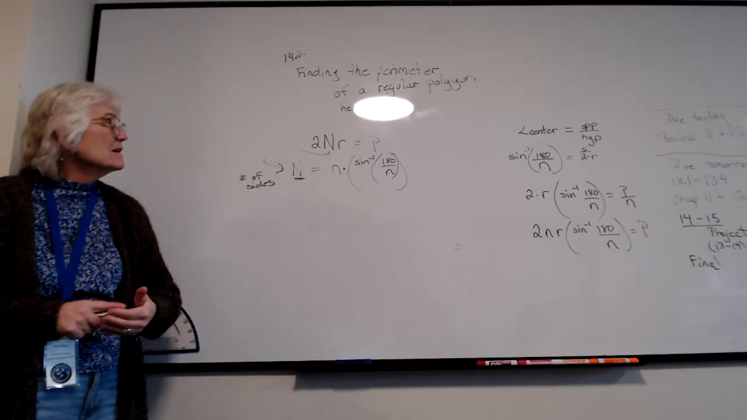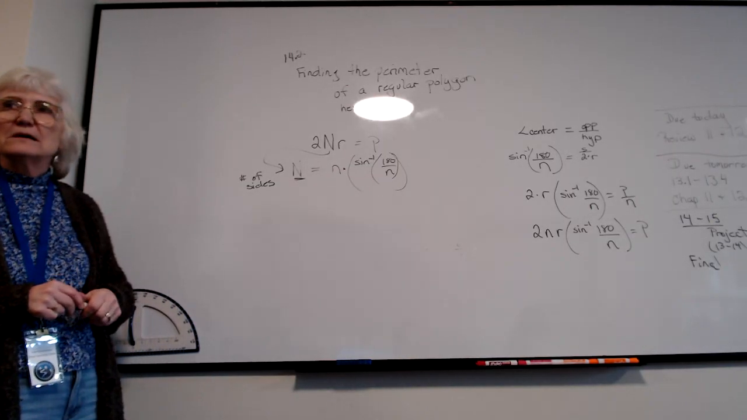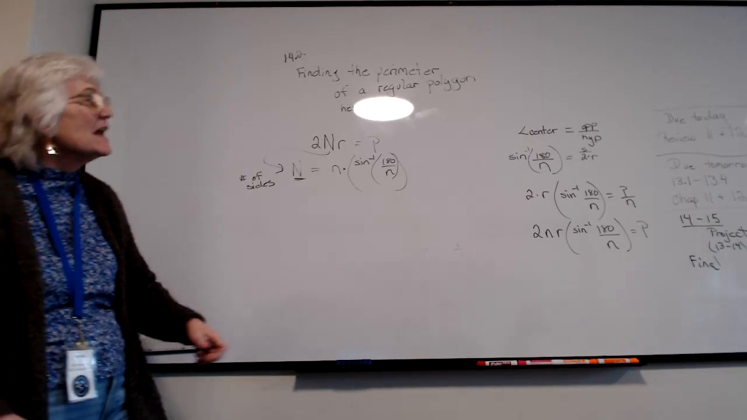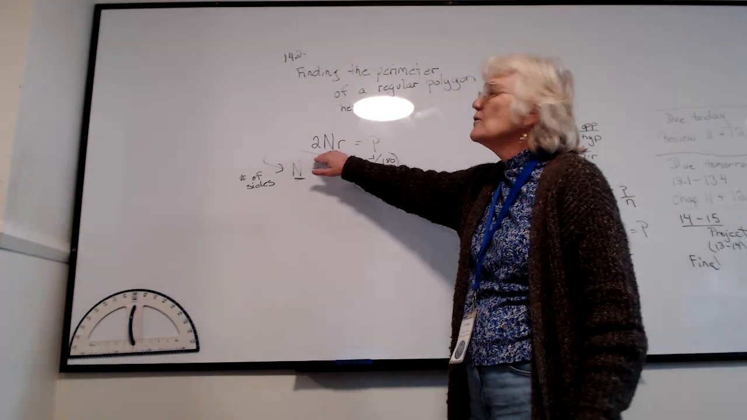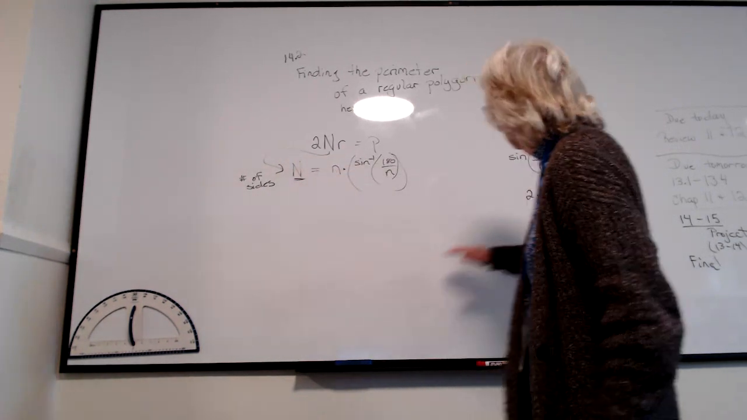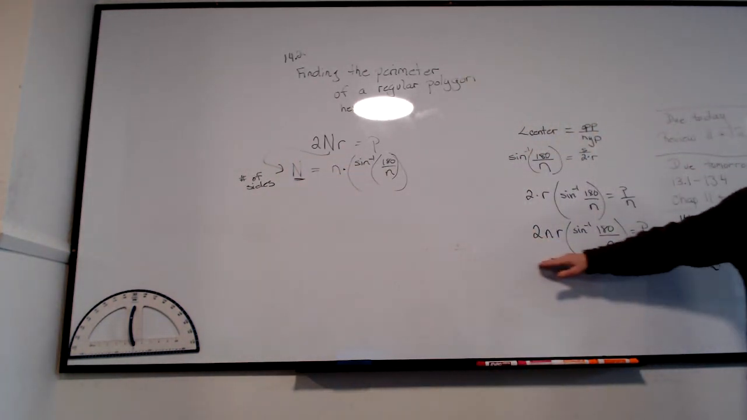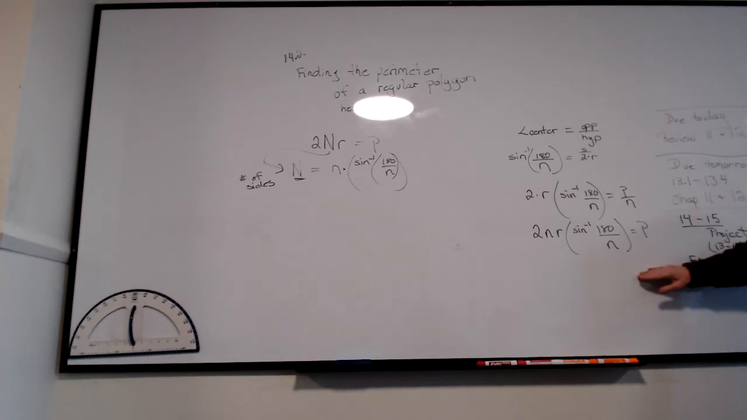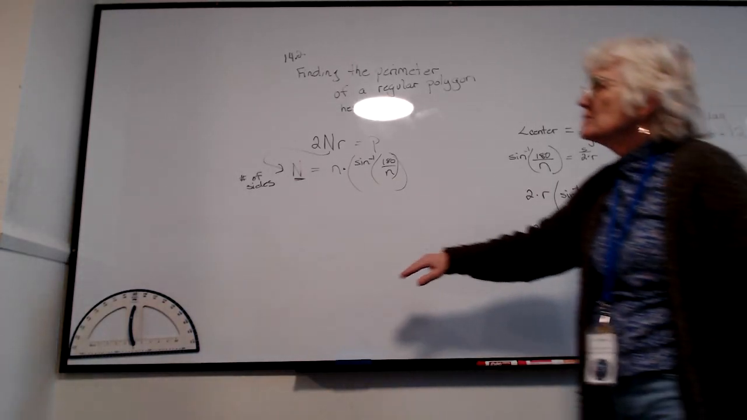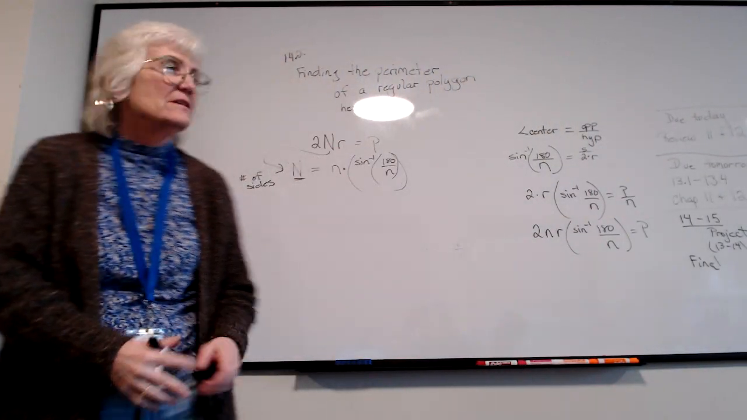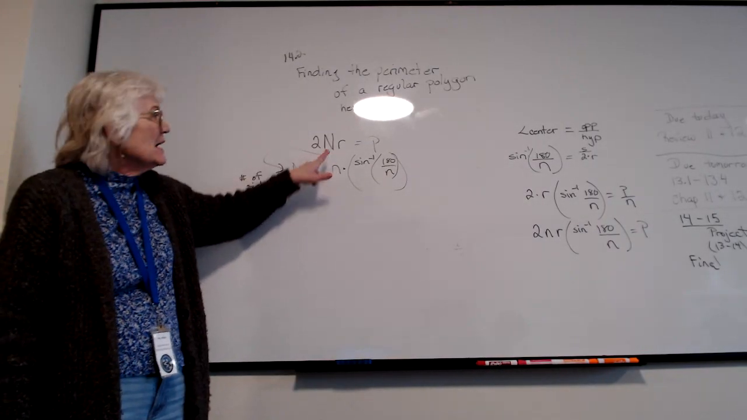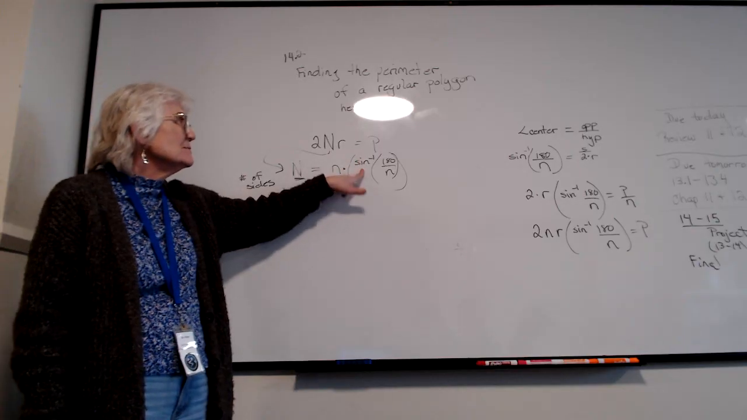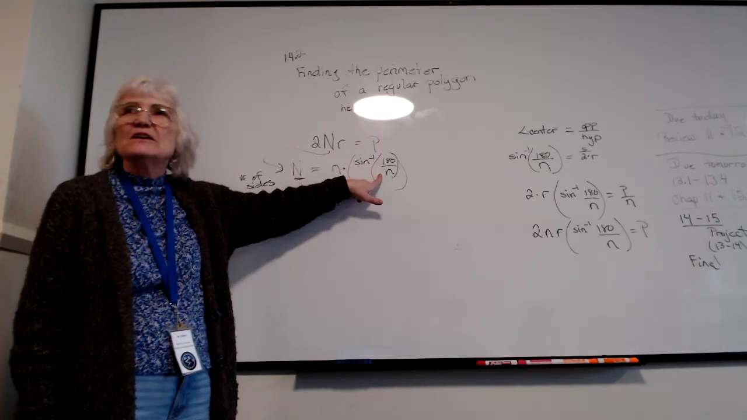That's the perimeter. It's just that they replace part of the formula in the book. This is a legitimate formula for perimeter, but because they don't want all that stuff in there, they say we refer to capital N as being the number of sides times the inverse sine of 180 over n.